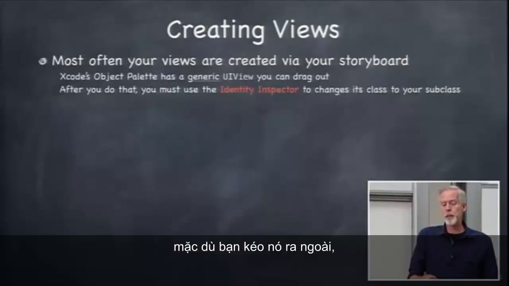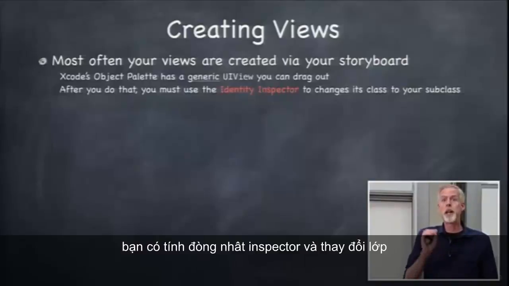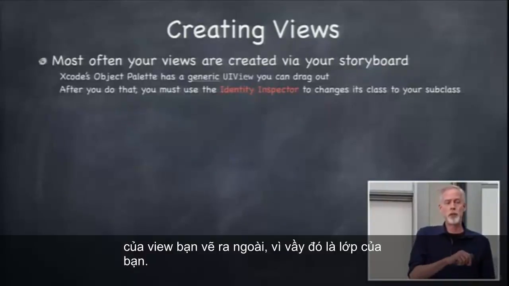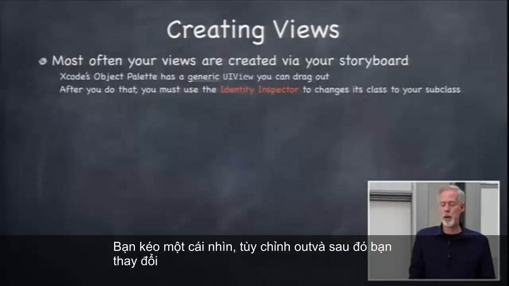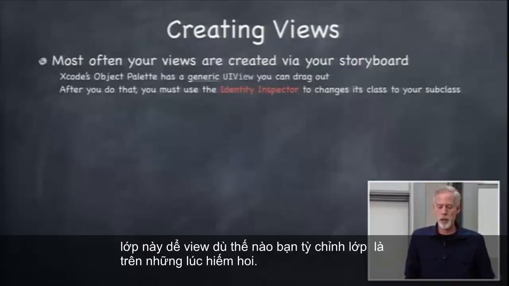Once you drag it out, though, you have to go to the identity inspector and change the class of that view you dragged out so that it's your class. Okay? So it's a two-step process. You drag your custom view out, then you change its class to be whatever your custom class is.